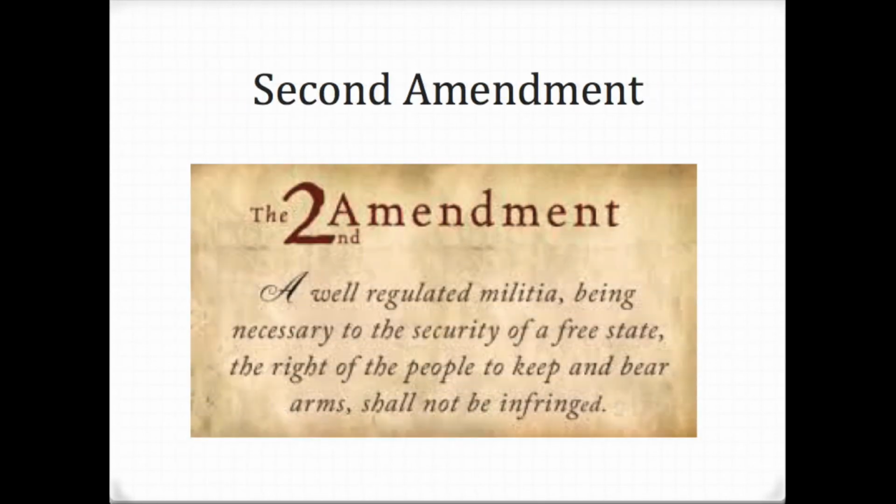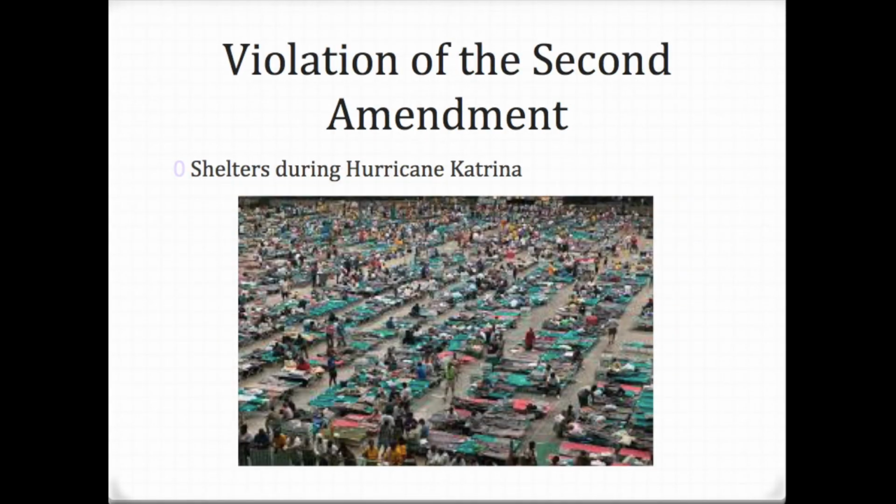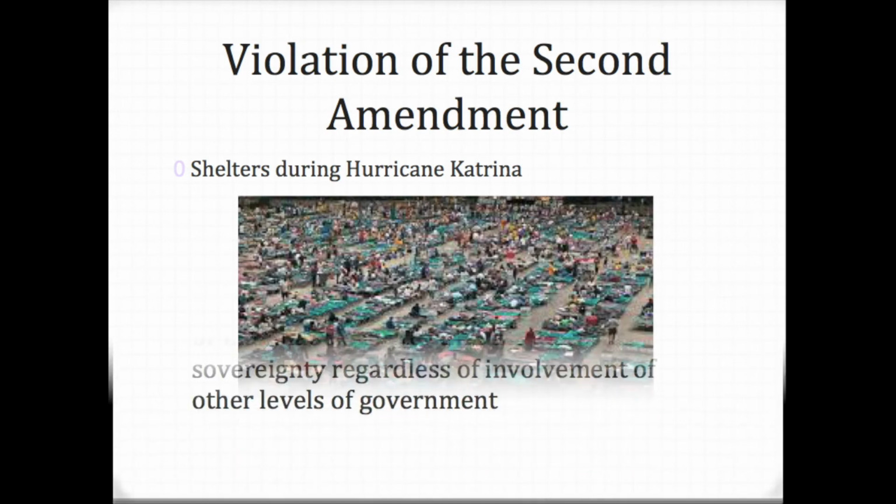And now we're going to talk about the Second Amendment. The Second Amendment is the right to bear arms. The Second Amendment was violated when the shelters constructed following Hurricane Katrina refused to accept victims who were in possession of firearms. It is an American citizen's right to bear arms, even during a disaster, so it's a direct violation of the Second Amendment to turn away law-abiding citizens in their time of need.